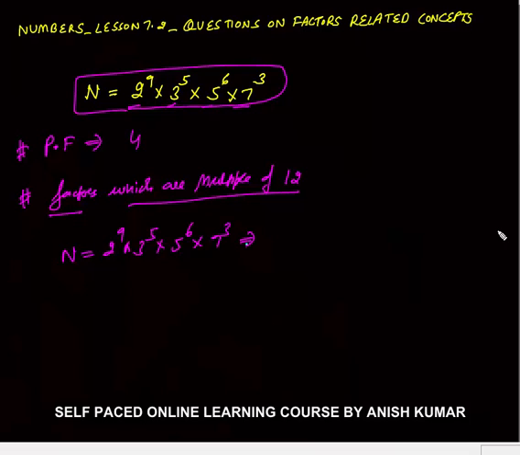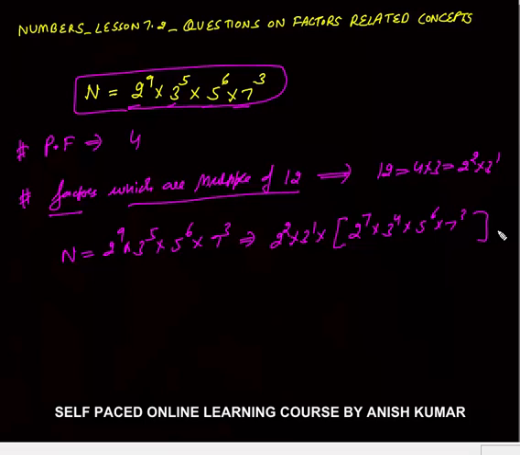I will take 12 common. So can I say 12 is what? 12 is 4 into 3, that is 2 square into 3 power 1. I will take 2 square into 3 power 1 common. The rest is 2 power 7, 3 power 4, 5 power 6, 7 cube. That is left. Now we will only calculate the factors of this. Total factors of this, let's say n1. This is the n1 number.